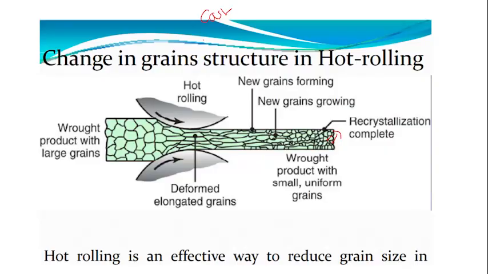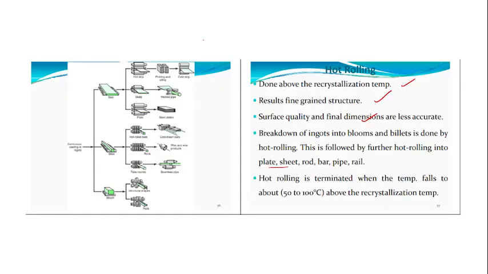Madam, previous to previous slide, this one. What was the last point? 50 to 100 degrees Celsius above recrystallization temperature. It should be below, I guess. It is saying that below 50 to 100 degrees Celsius of recrystallization, rolling will be terminated. For hot rolling, I think it is correct. It is above the recrystallization temperature. Hot rolling will be above the recrystallization temperature.